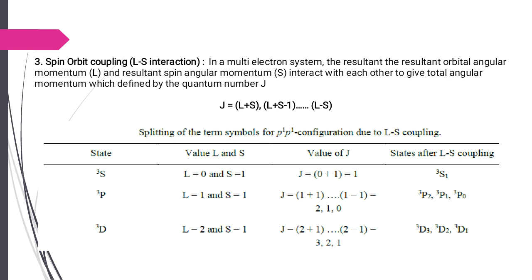Similarly 3P is given. For P, L is equal to 1. Again it is a triplet, the spin multiplicity is 3, so S is equal to 1. Then J is equal to 1 plus 1 to 1 minus 1. 1 plus 1 is 2, 1 minus 1 is 0, so the values lying between 2 and 0 include 1, so 2, 1, 0. So the term symbols are 3P2, 3P1, 3P0. Similarly for 3D also: 3D3, 3D2 and 3D1.